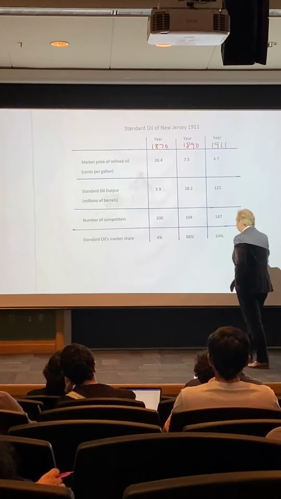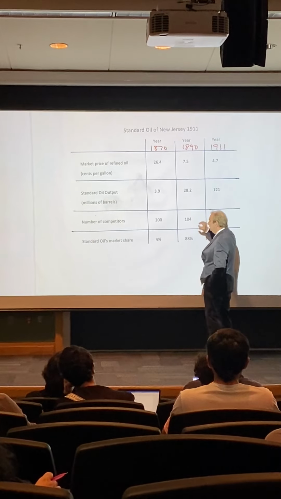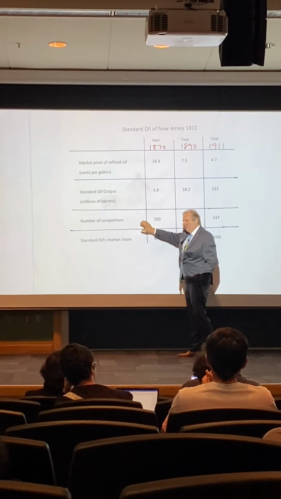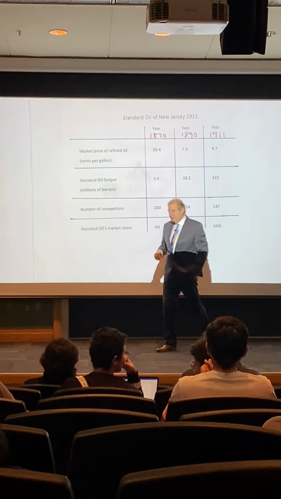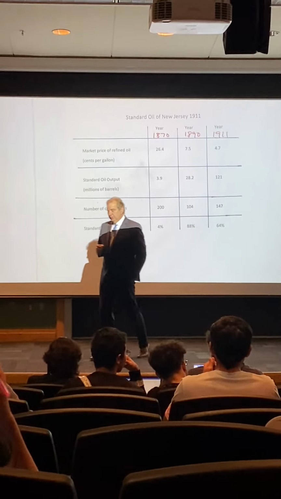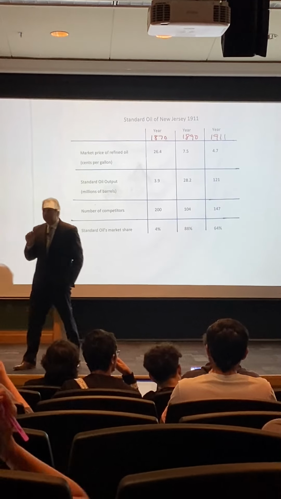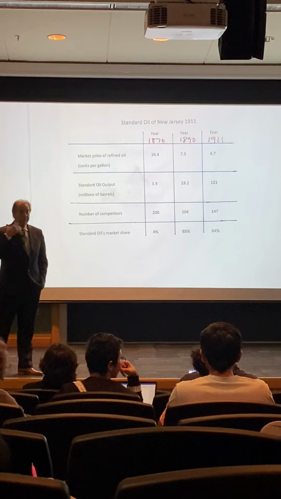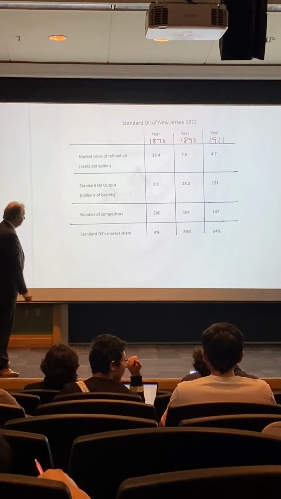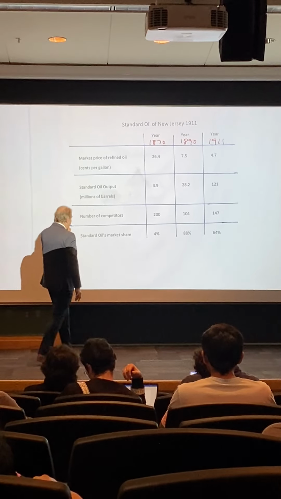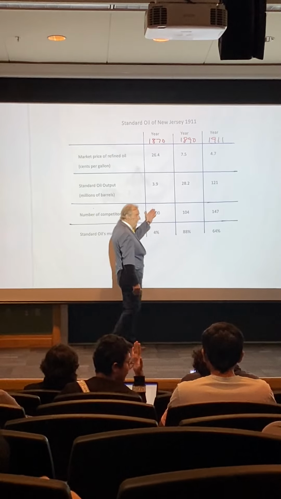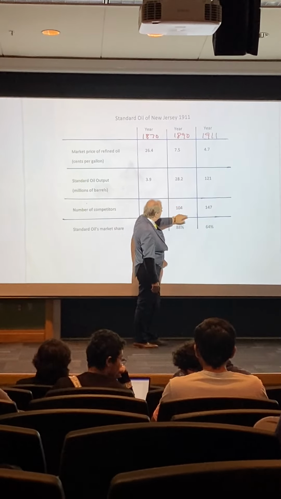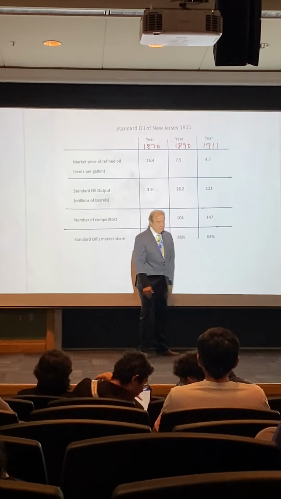Now, we'll go through these other few here, and then I'm going to go through the internals. The number of competitors, they actually counted the number of refineries that he was in competition with. Standard Oil didn't drill for oil. They took existing oil that had been drilled and refined it. They were a refining company. In 1870, there were 200 other companies refining oil in America. By 1890, there were only 104. By 1911, there were 147.